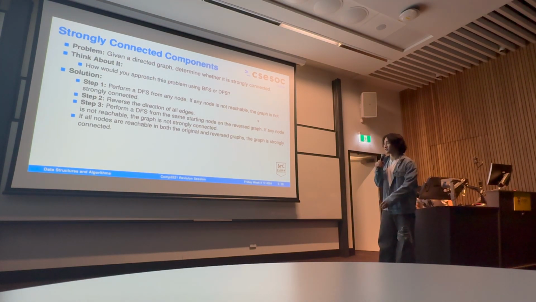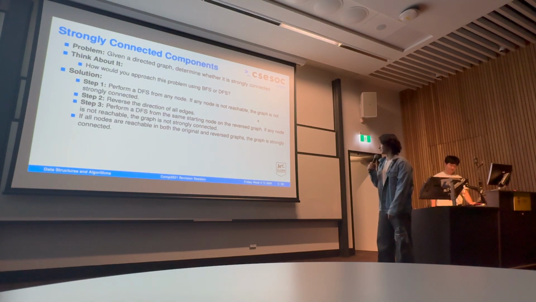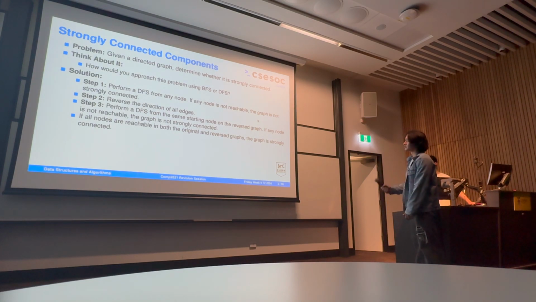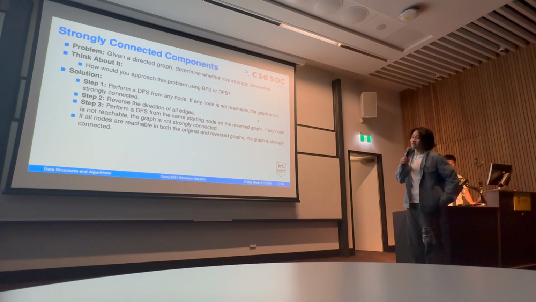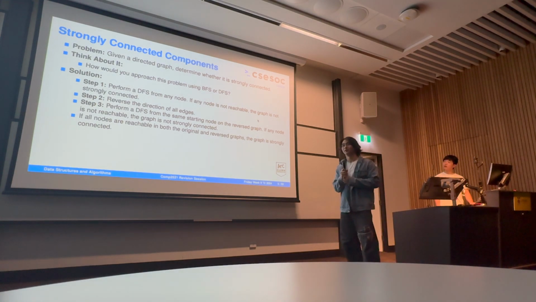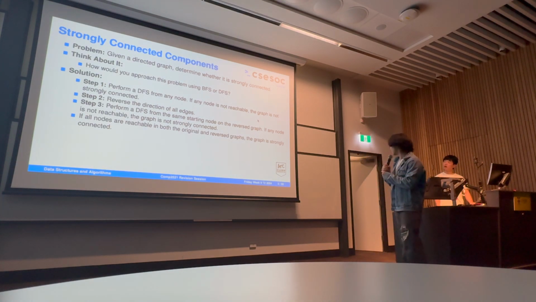So we need to reverse the direction of all the edges and then perform a DFS from the same starting node on the reverse graph. And then the same thing: if all nodes are reachable in both the original and reverse graph, the graph is strongly connected. This is just an example to motivate why we need BFS or DFS. You might think that if I just want to traverse a graph, they're basically the same, but they are different and they do get used for different purposes.